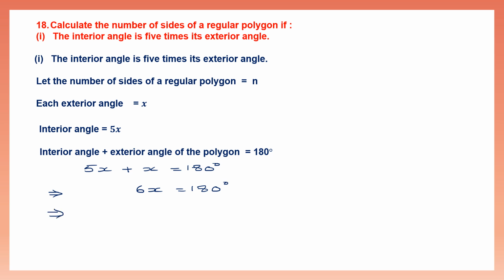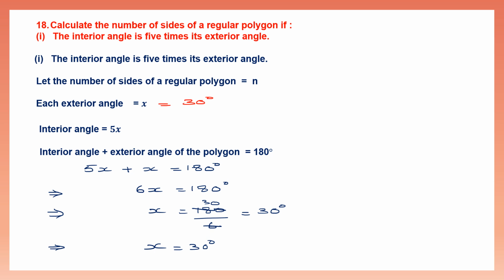So now we can find the value of x. X is equal to 180 divided by 6. If you cancel, 6 3s are 18, 0, so 30 degrees. So now we have found the value of x. X is equal to 30 degrees. Now let's go back to this. Exterior angle is x. That means exterior angle is 30 degrees. So let's write it here. Exterior angle is 30 degrees. Now interior angle is 5x.